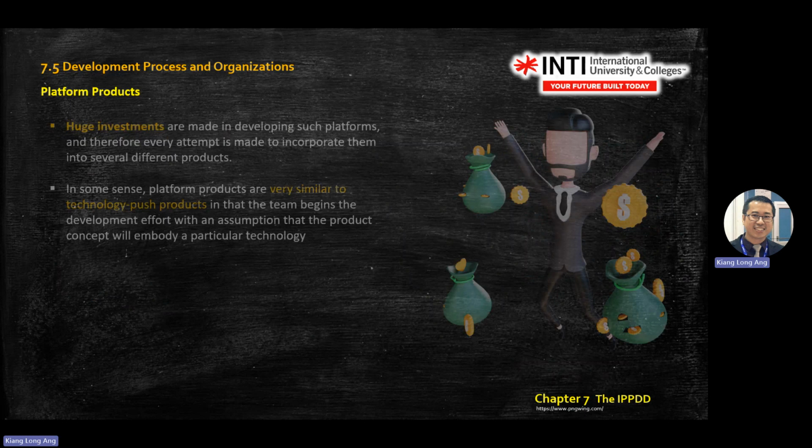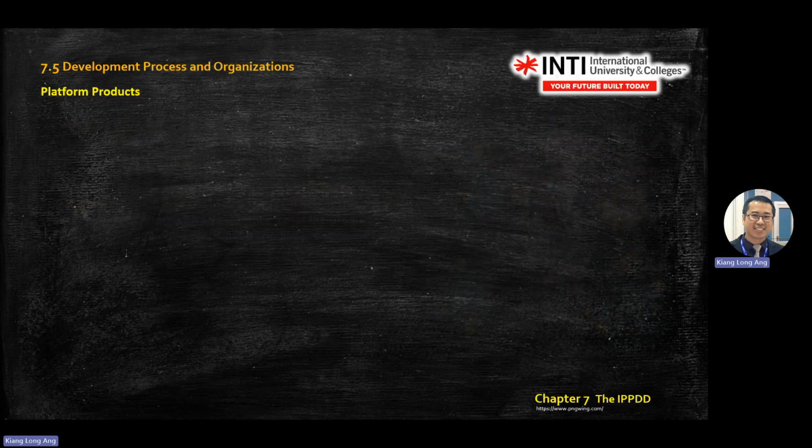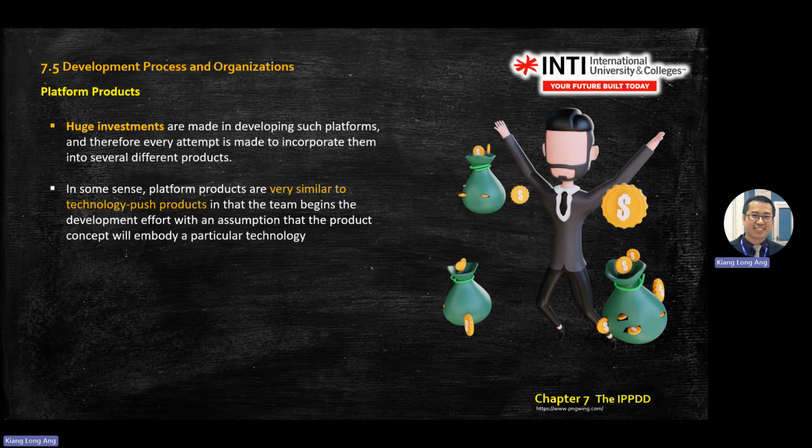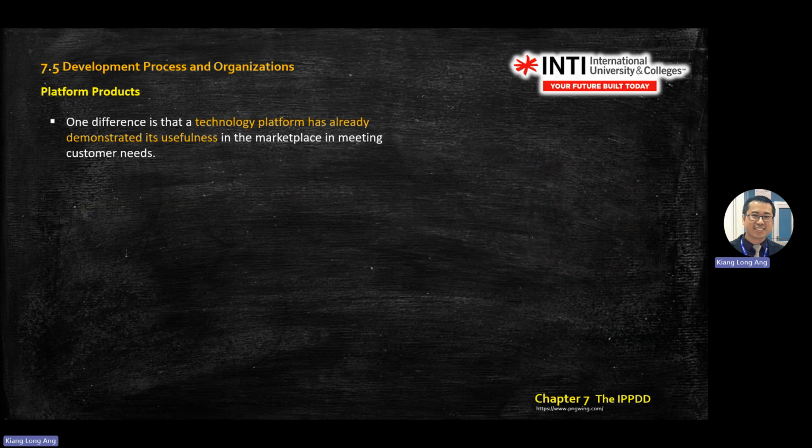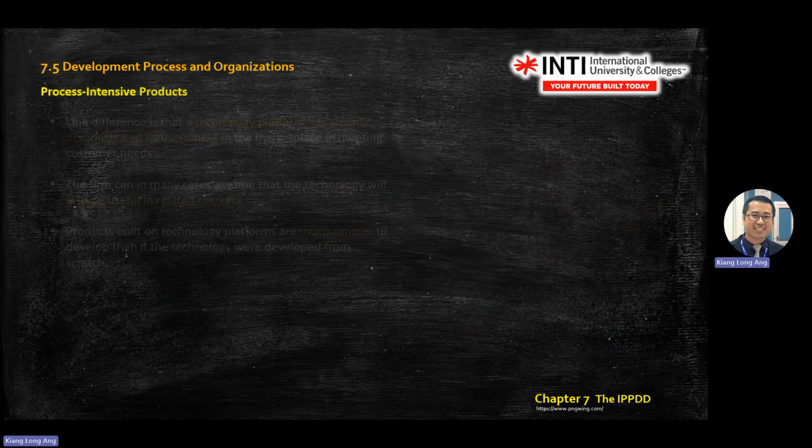You read, the rest you read. So platform products are very similar to technology push. But the difference is you need huge investment when you want to develop a platform. So you need a very solid base, then only can you build the next generation machine. Okay, the rest you read.